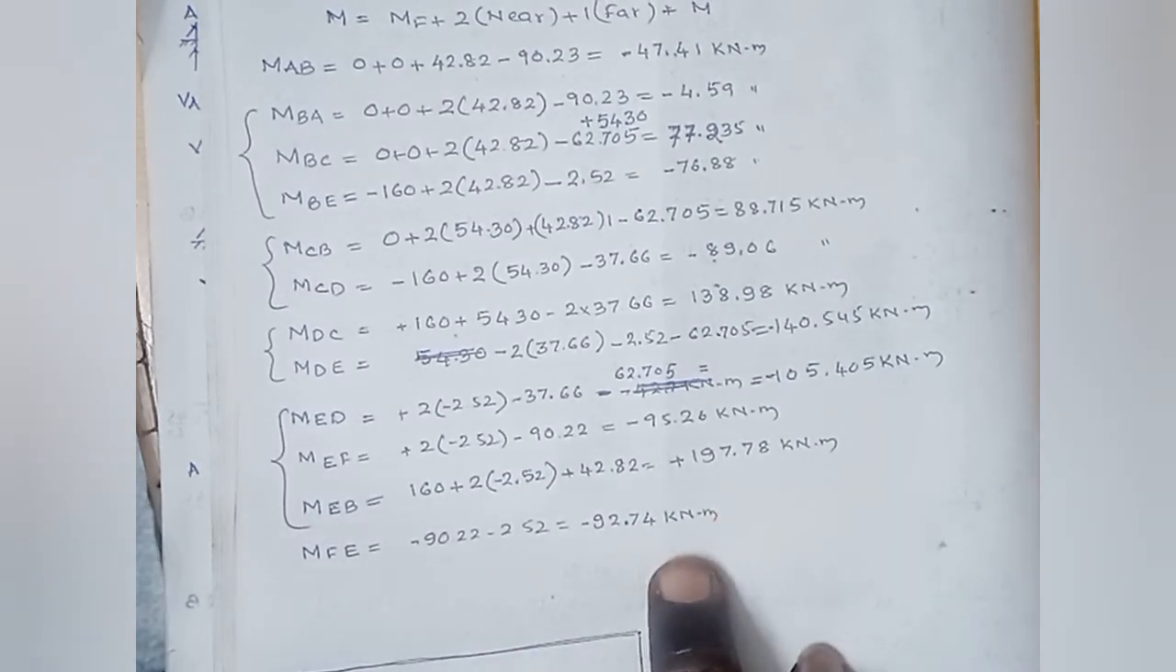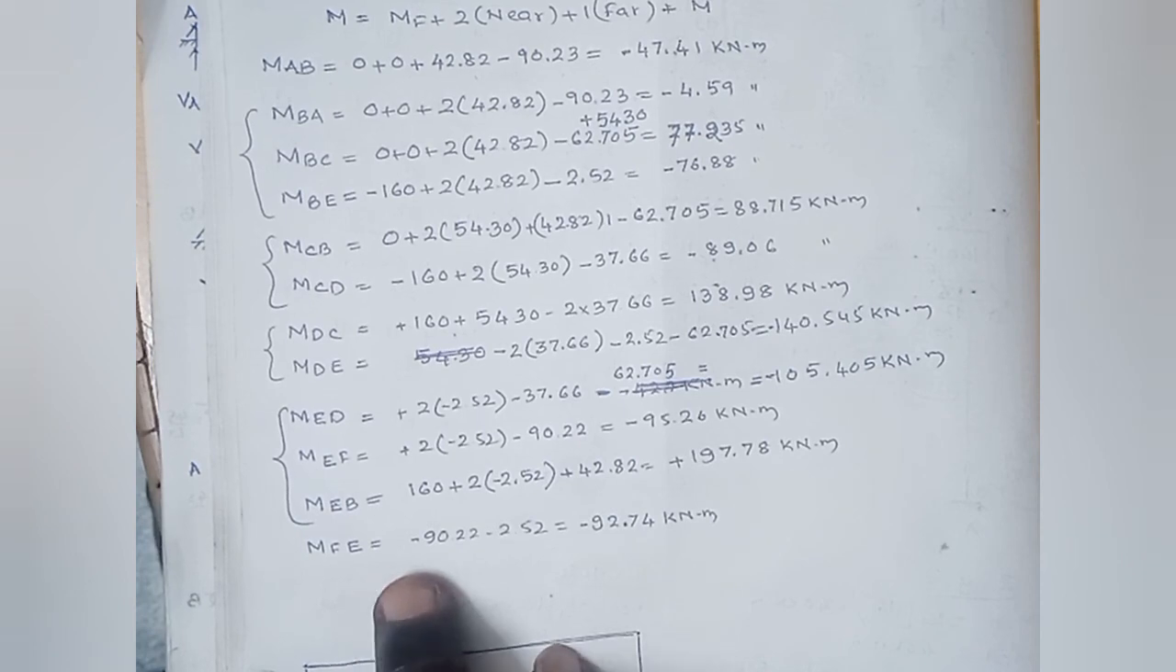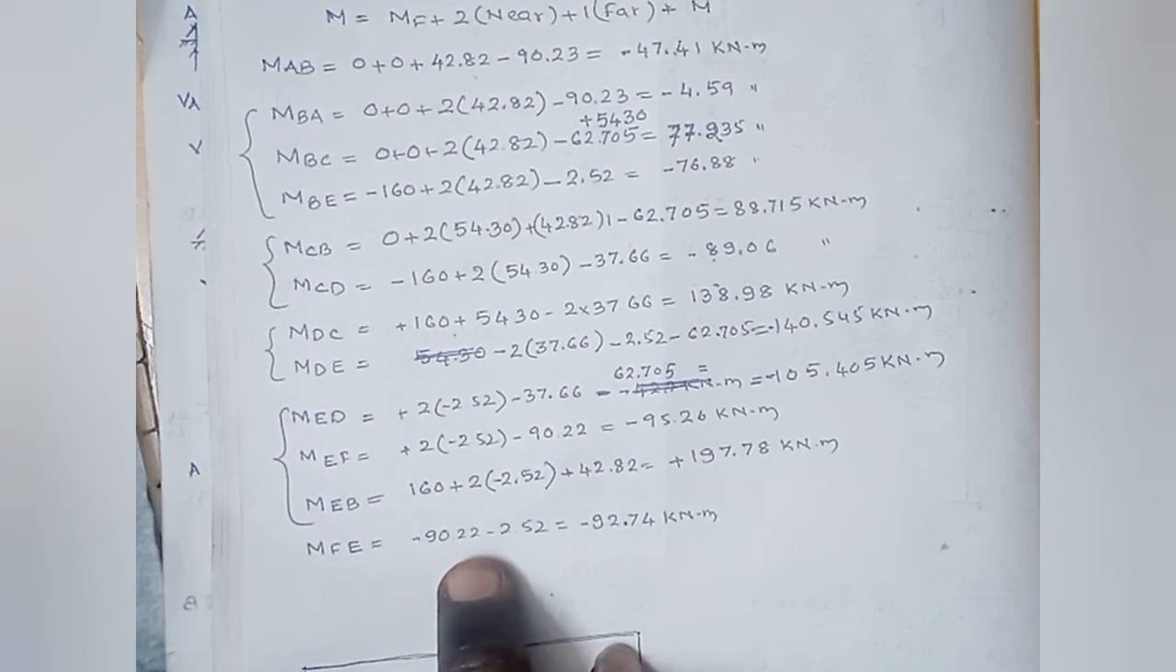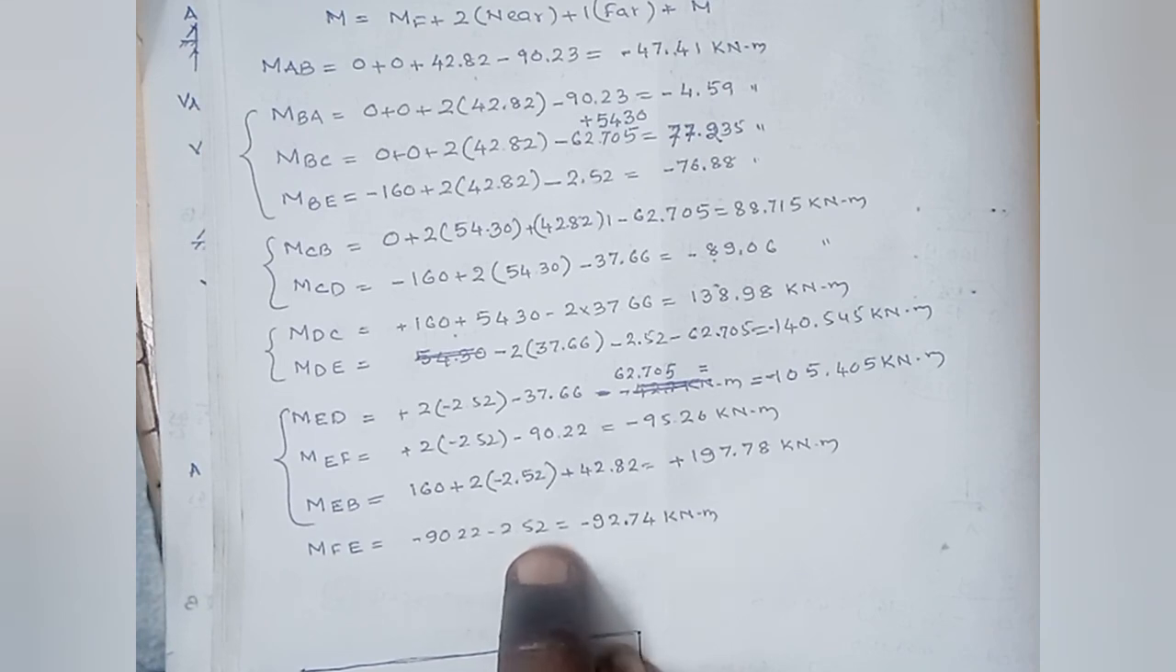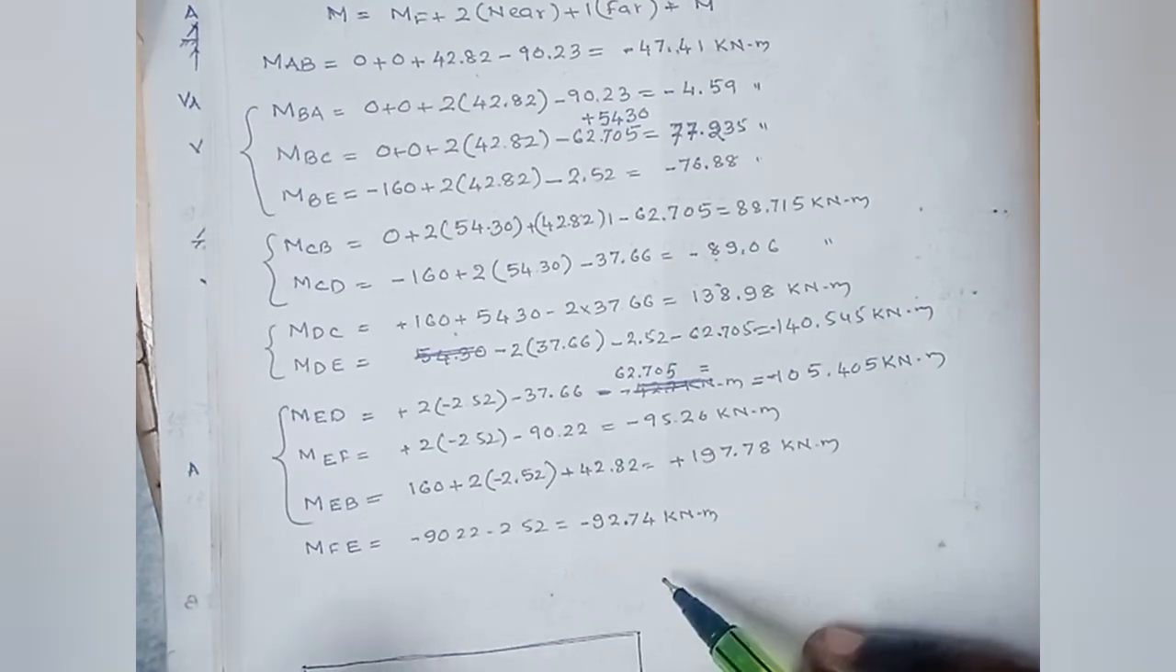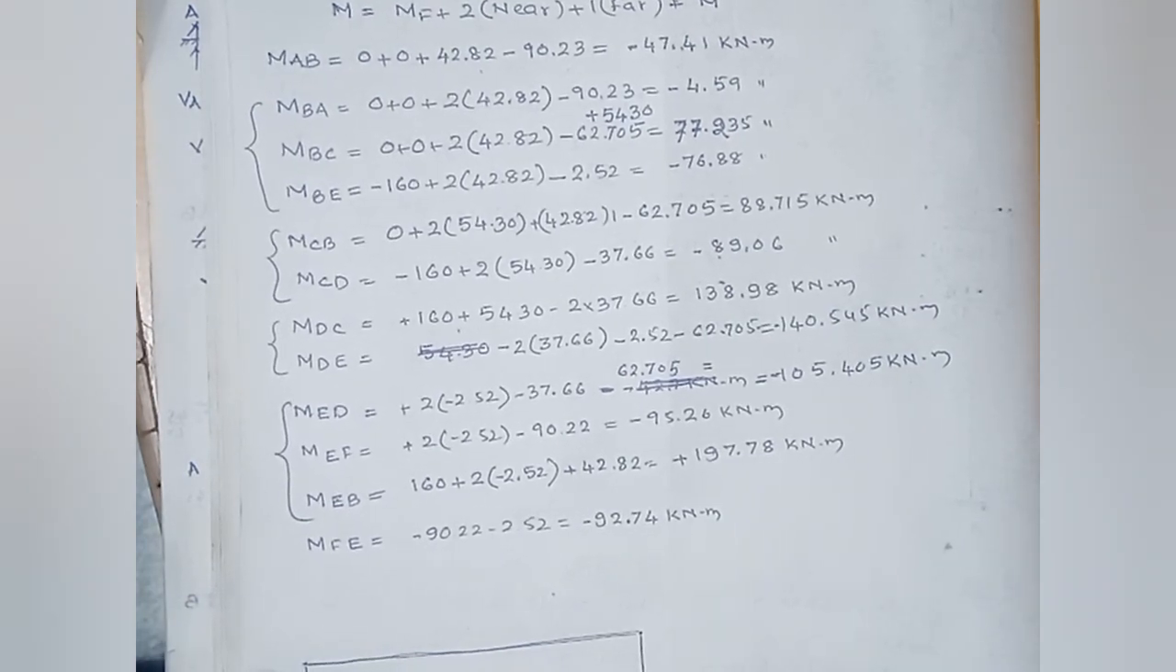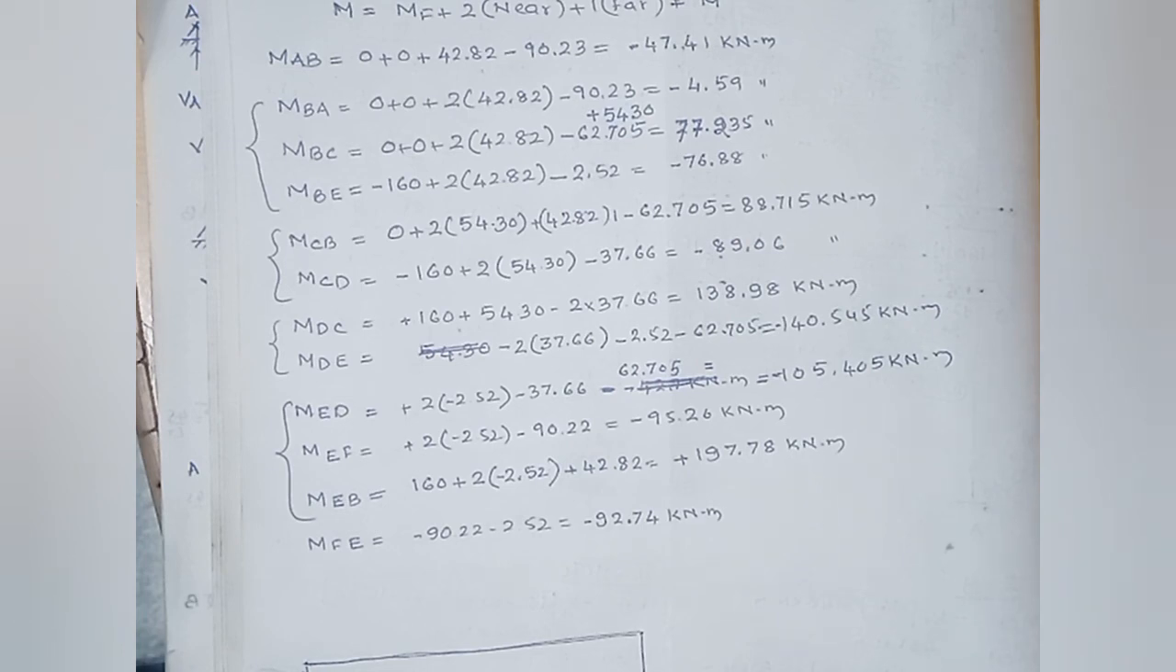197.78 kilonewton meter. Similarly, MFE, that is from F, the last joint, the displacement contribution is minus 90.22 plus far end contribution is minus 2.52, the fixed end moment is 0 and the near end contribution is also 0, therefore this equals minus 92.74. By using these values, we have to draw the bending moment diagram, shear force diagram, and elastic curve, etc.